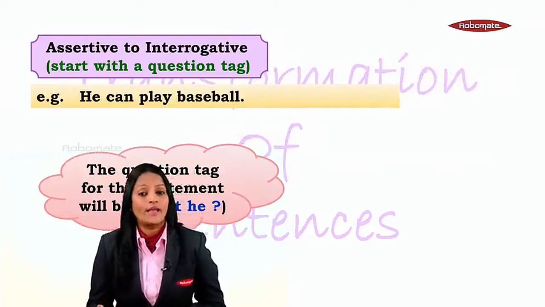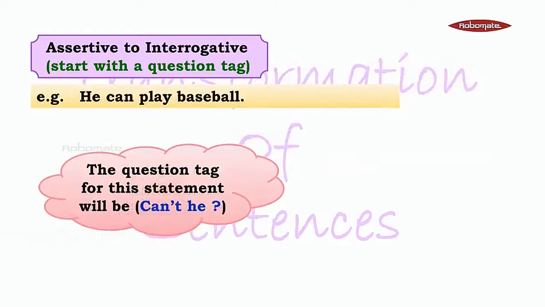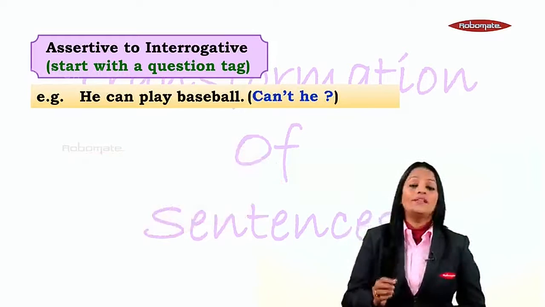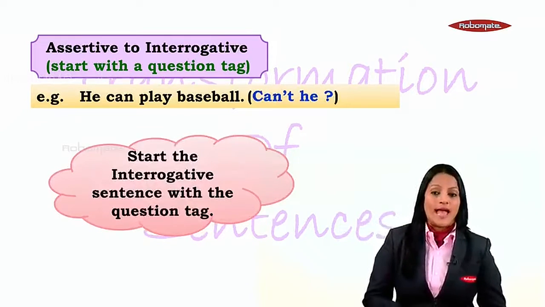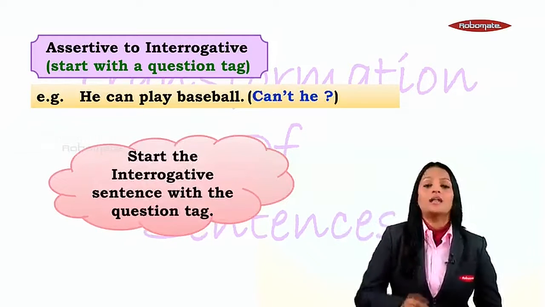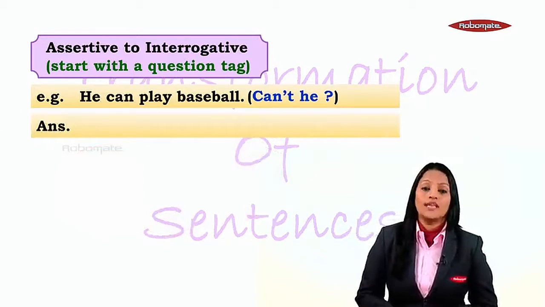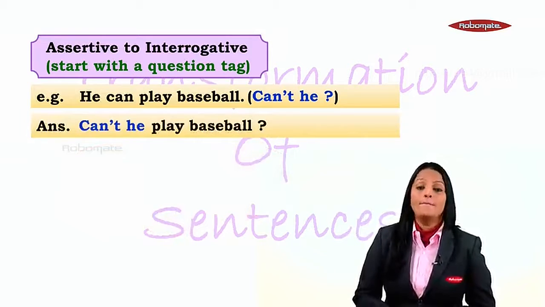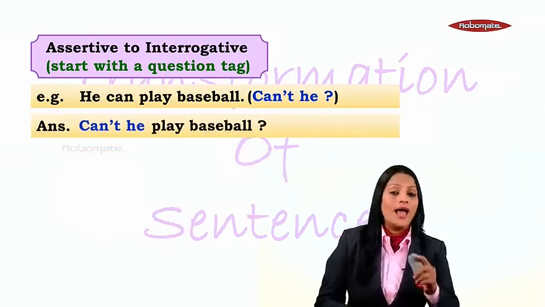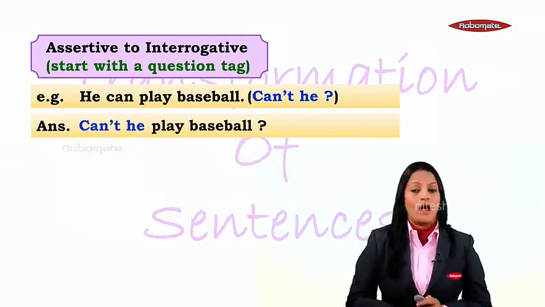You all know, students, by now how to frame a tag, okay? So, in this case, it is can't he. Now, what do we do? We will take the same question tag, okay? Start the interrogative sentence with the same tag. So, we are going to say, can't he play baseball? And then, of course, the question mark.